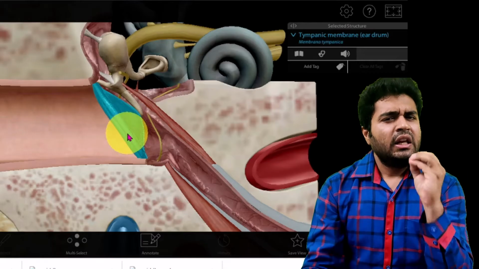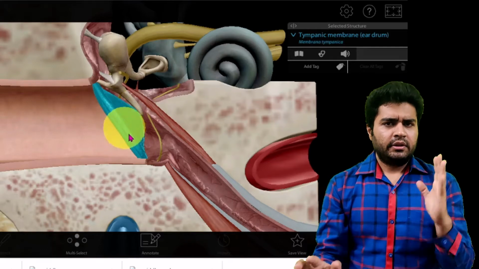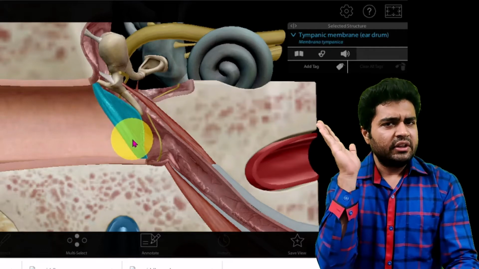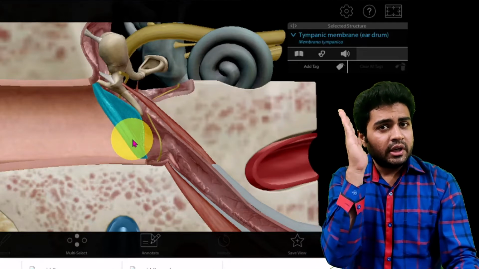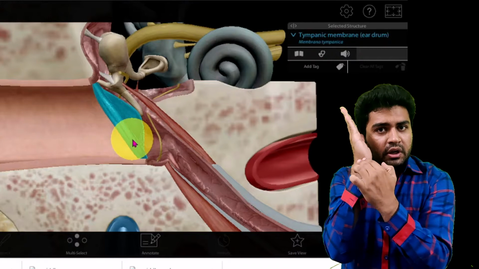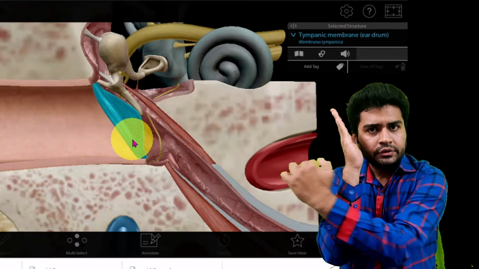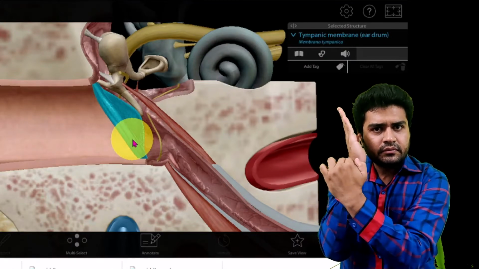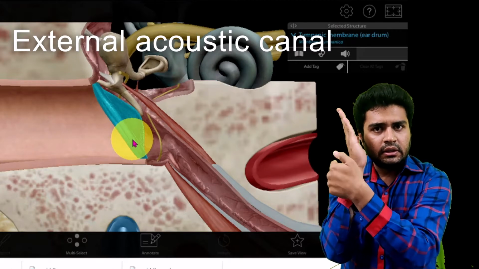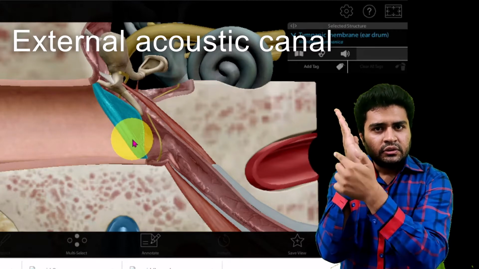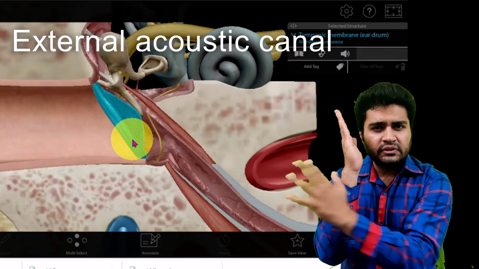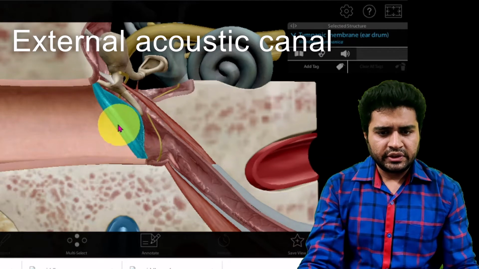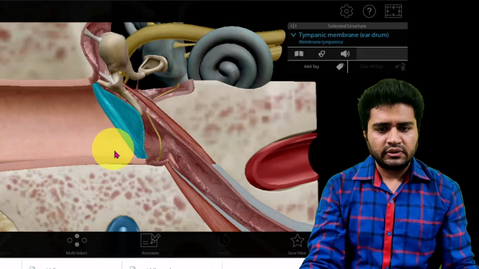What is the angle of the tympanic membrane? If I am talking about the right side, the tympanic membrane is not situated like this. It is situated like this, forming an angle with the horizontal, you can say with the external acoustic meatus. It is less than 90 degrees. It forms around a 55-degree angle with the external acoustic meatus line.